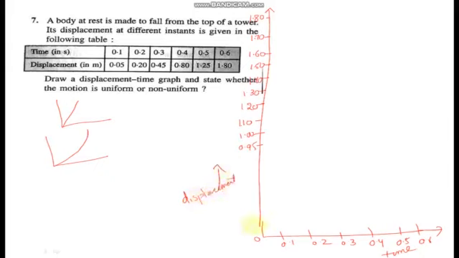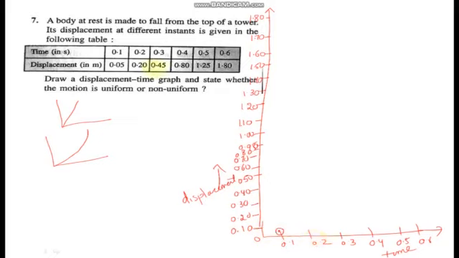Now let us plot it. Suppose this point is 0, that is, this will be 0.1, 0.2, 0.3, 0.4, 0.5. Let us take somewhere here 0. My figure is not up to scale, but you can make it. For 0.1 it is 0.05, so somewhere between 0 and 0.1 we have 0.05.